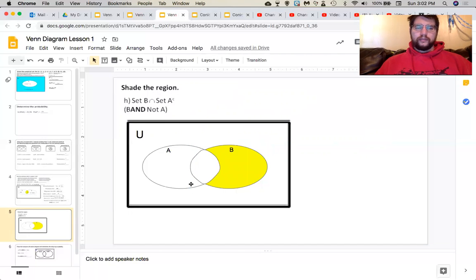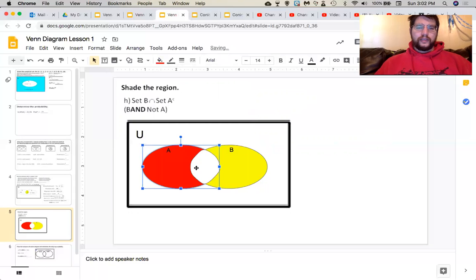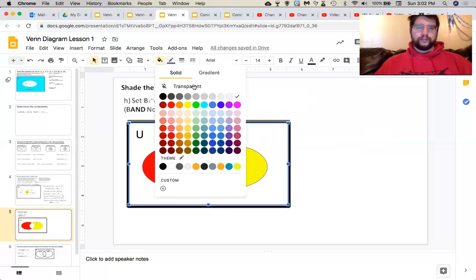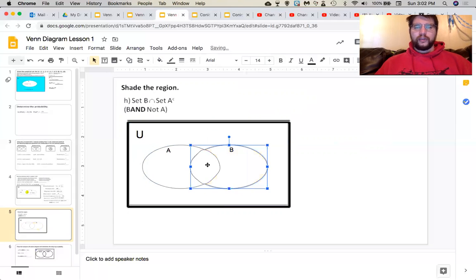All right, so that's how you do the shading ones. Again, they have different sections already for you, so you can shade the different pieces different colors. So you see the different sections here. You have the universal set, you have B, you have A, and you have the intersection of A and B. So just click on whichever one you need and highlight it. Fill it in with this paint bucket.